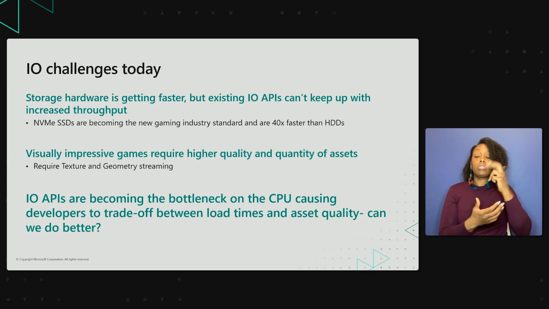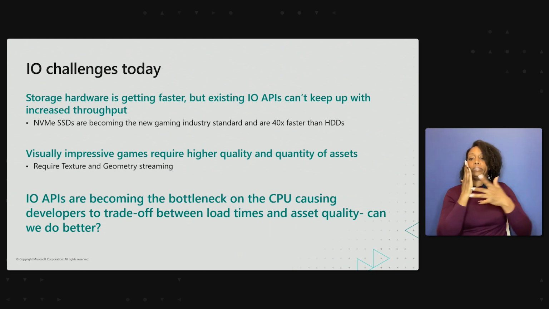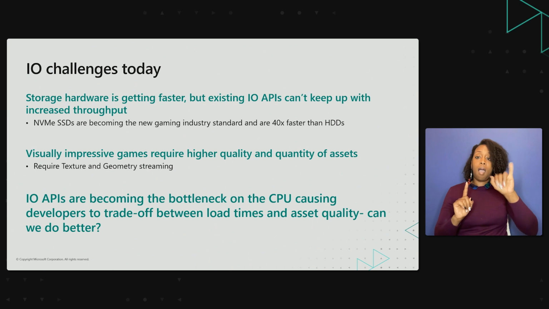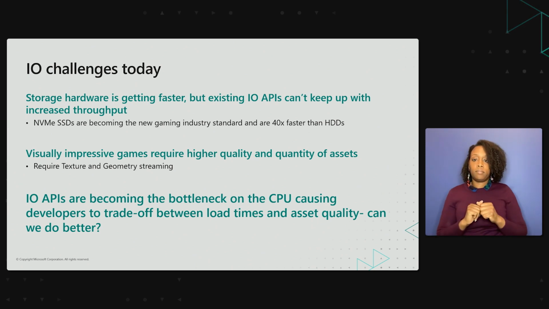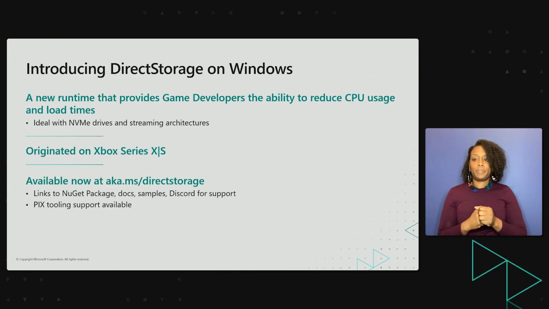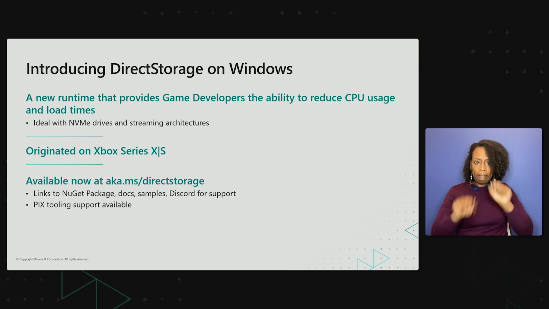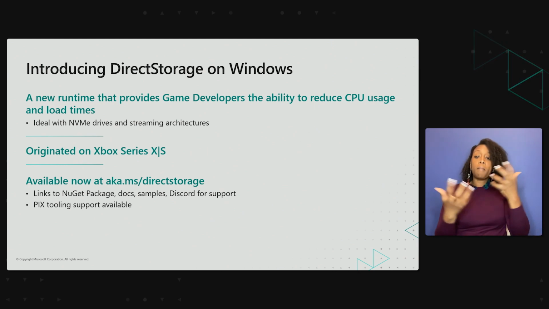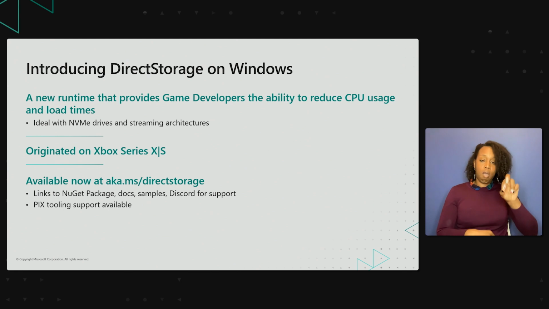Texture and geometry streaming technologies are some of the reasons that we are seeing this increased demand. There's a decrease in the size of the I/O that is being issued and an increase in the number of I/O operations. So how can we address this? Direct Storage on Windows. The Direct Storage runtime provides game developers the ability to reduce CPU usage as well as the load times in their title. And this tech will work well with NVMe drives in combination with streaming architectures.